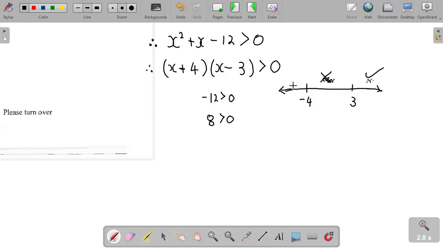Then we can take a negative number, let's say we take -5. If we substitute -5, it's going to be -1 multiplied by -8, which is going to be 8, again greater than 0. So again, this interval here is also correct. If you take any number from this side, we just took -5 because it's the nearest, okay?